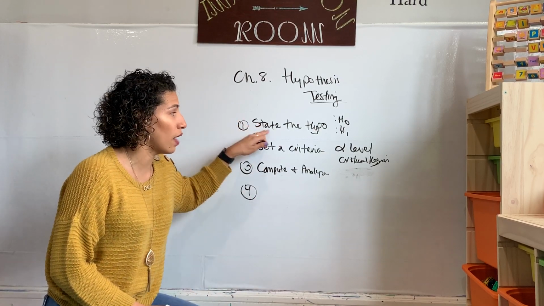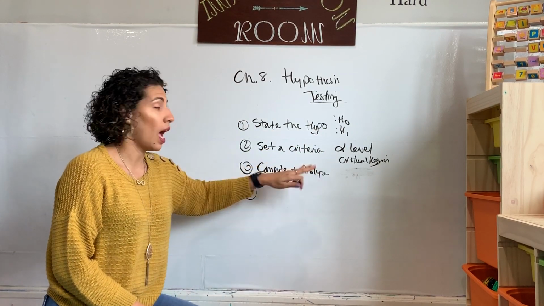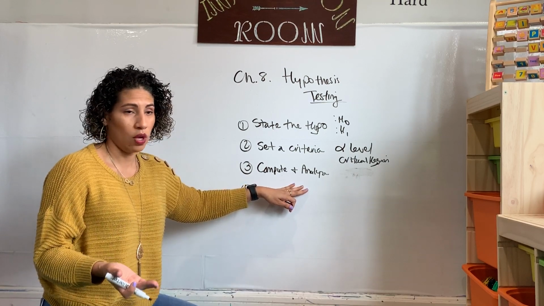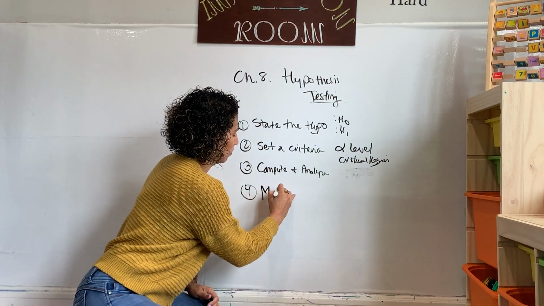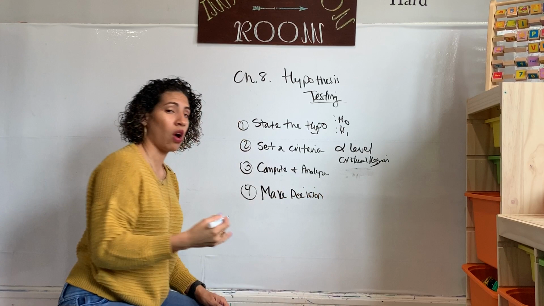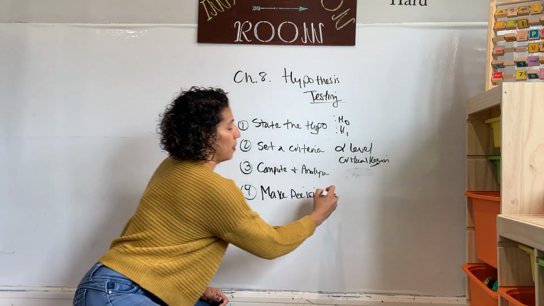So once you actually have an educated guess, and once you set a criteria, and you actually run your test and analyze the results, you do the final step, which common sense will tell you: make a decision. And because we're talking psychology, in this decision, we would actually write it up in what's called APA format.